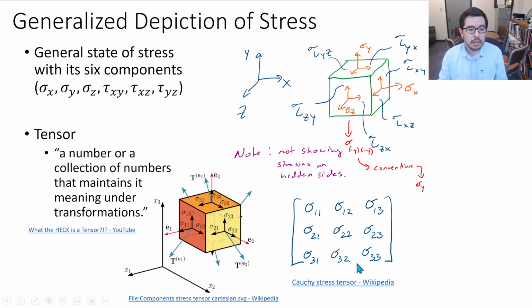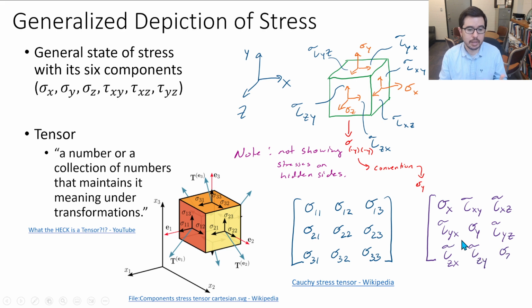Okay, and this is the Cauchy stress tensor that we said that we could map to our sigma x, our tau xy, our tau xz, our tau yx, our sigma y, our tau yz, our tau zx, our tau zy, and our sigma z. Okay, sigma 1,1, right? Sigma 1,2, sigma 1,3, and so forth, okay? So this is the general 3D state of stress, or how we depict it.